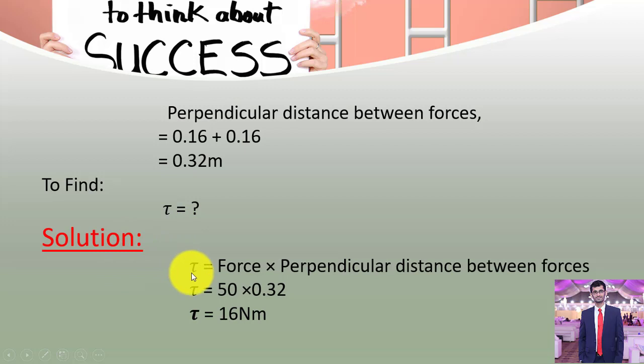Solution: torque is equal to force multiplied by perpendicular distance between the forces. Putting values in this equation, we get 50 multiplied by 0.32 meter, which comes out to be torque is equal to 16 Newton meter, and that is the answer of this question.